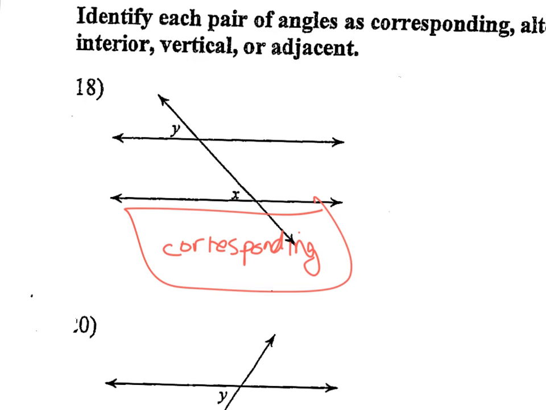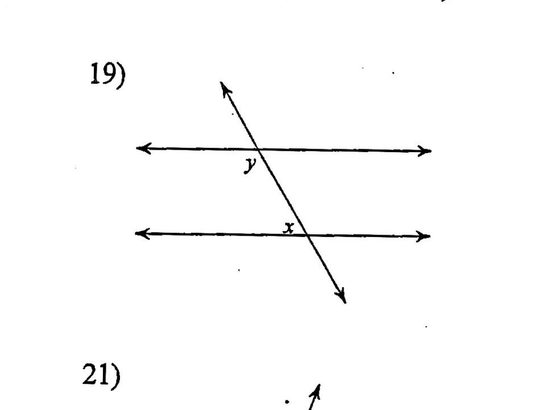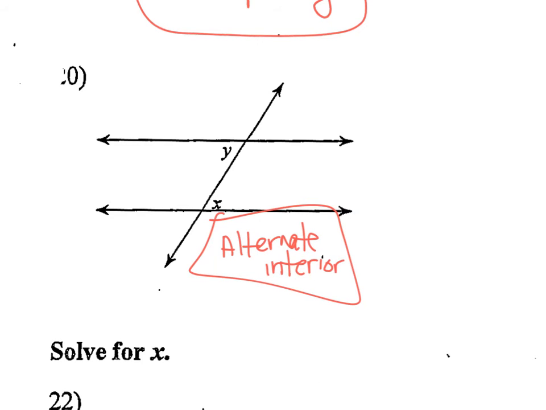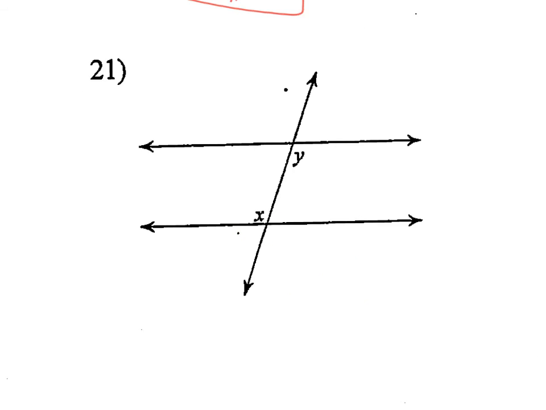This problem, angles y and x are corresponding angles because they're in the same place. In this problem, angles y and x are same side interior angles. In this problem, angles y and x are alternate interior angles. As they are here, y and x are also alternate interior angles.